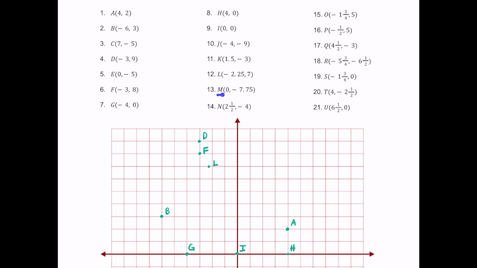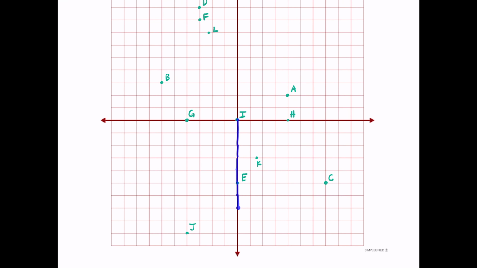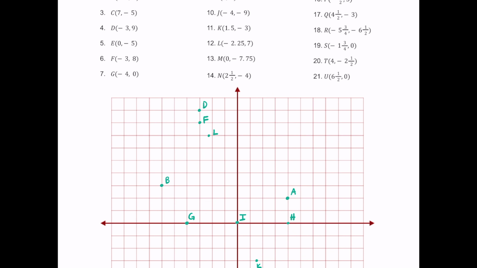For number 13, we have the point M, which is located at 0, -7.75. So to plot this one, we start off with 0, meaning don't move left and don't move right. Then we're just going to move 7.75 boxes down. So 1, 2, 3, 4, 5, 6, and then 7, and then 3/4 of a box. So 3/4 of the way down of the next box, and this is going to be L. Okay, so right on the negative y-axis there.